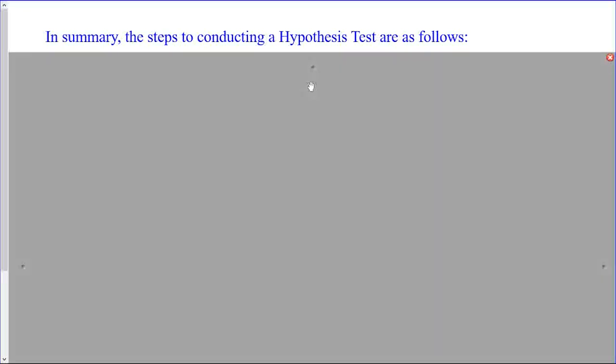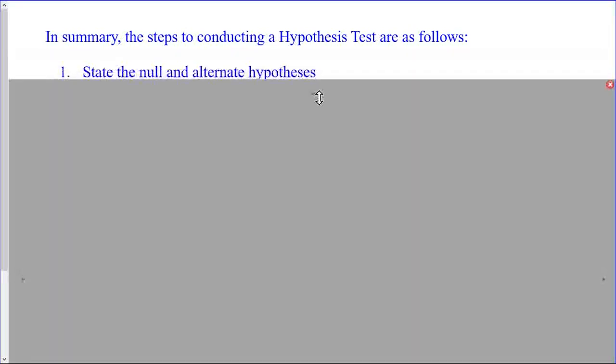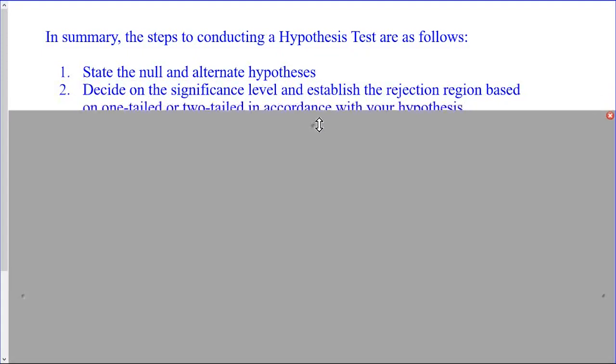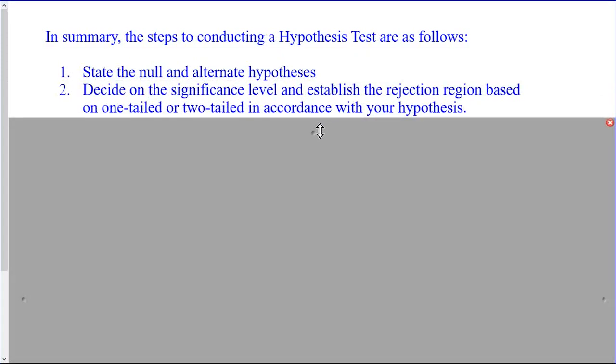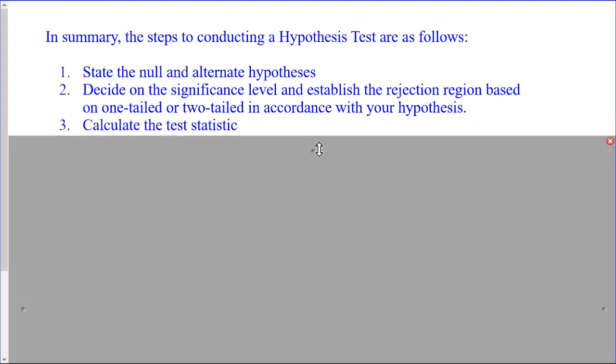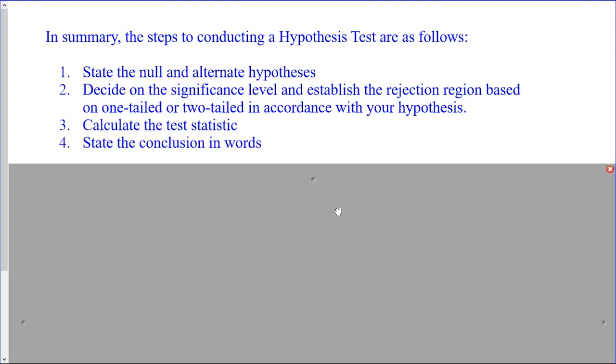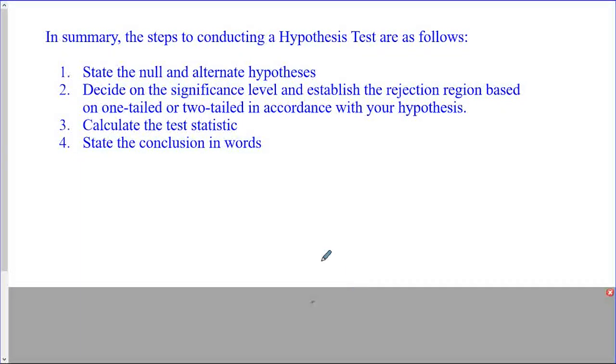So in summary, the steps to conducting a hypothesis test are as follows. State the null and alternate hypotheses. Decide on the significance level, which is normally given in the question, and establish the rejection region based on whether it's one-tailed or two-tailed in accordance with your hypothesis. Calculate the test statistic and then state your conclusion in words. Right, let's look at an example.